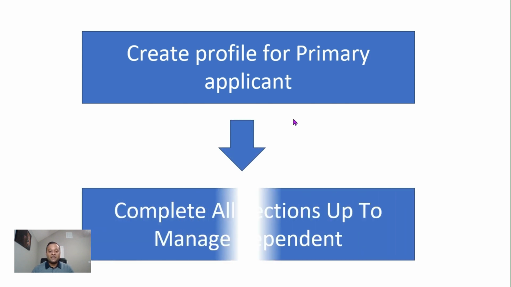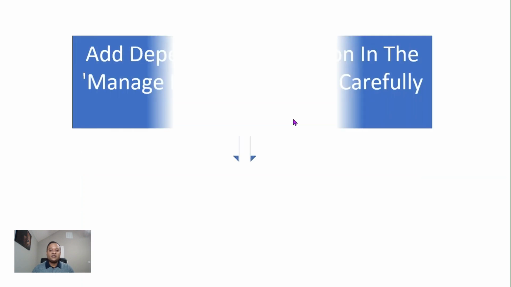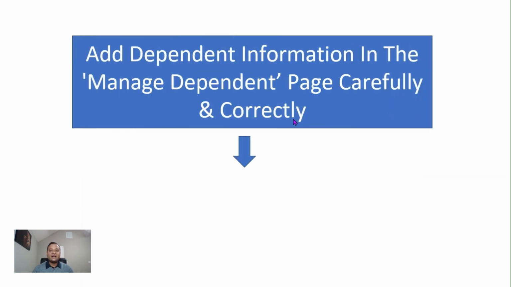Once you create the profile, complete all the sections up to manage dependent, like document delivery and visa profile details, right? What kind of visa? Fill in all those details, and then on the manage dependent page, add the dependent information very carefully. Once you add the dependent information on this page, make sure you give a different email ID for each dependent, and the contact number can be the primary applicant's number.